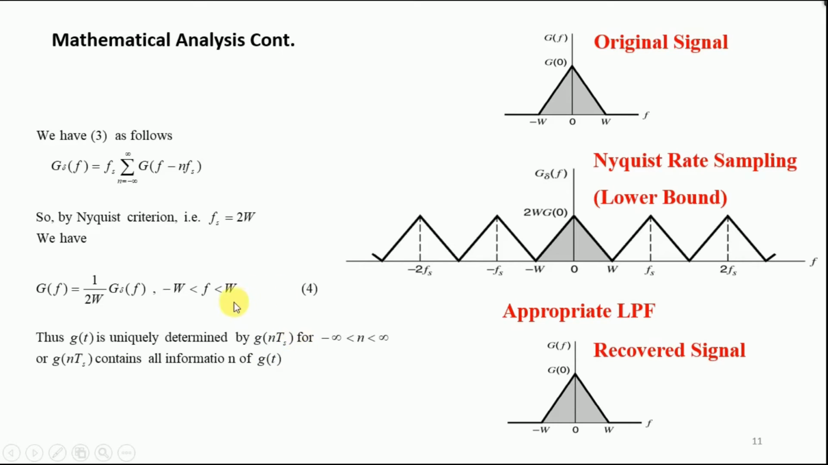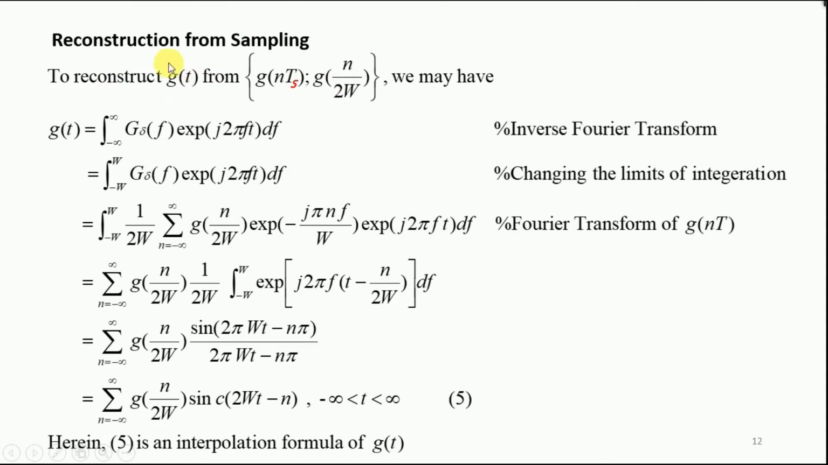So all of this exercise tells us that g of t is uniquely determined by g of n Ts. That is, if you have a continuous time signal, provided that the sampling period Ts is following the Nyquist criterion, then you can recover back your original signal, which is g of t. Now let us look further into the reconstruction aspects, that is moving from here to here mathematically. So to reconstruct g of t from g of n Ts, that is the sampled signal, or we can express Ts as 1 over 2w, so g of n by 2w.